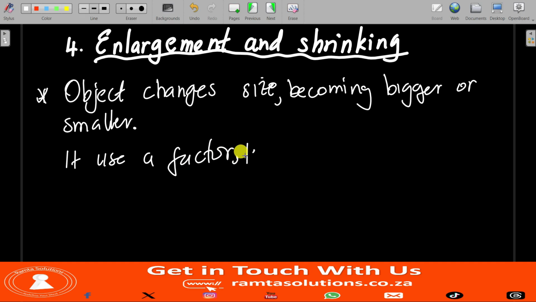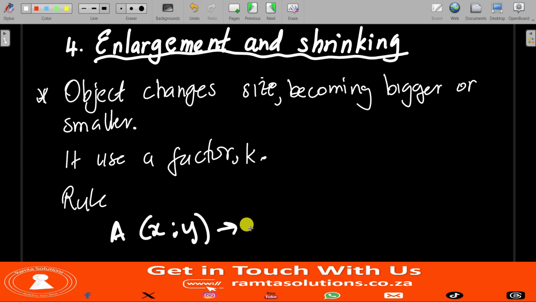For now, let's call it factor K. And then the rule for this one here is: a point with coordinates X and Y will give you the image with coordinates factor X, factor Y.